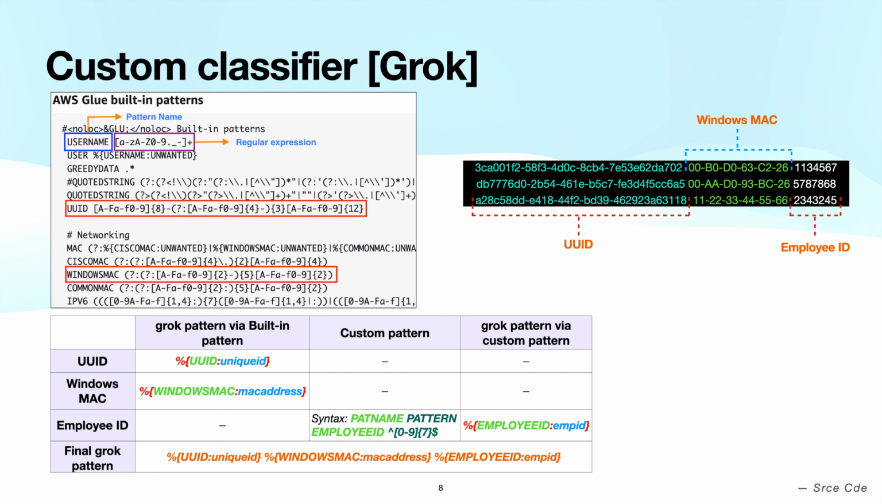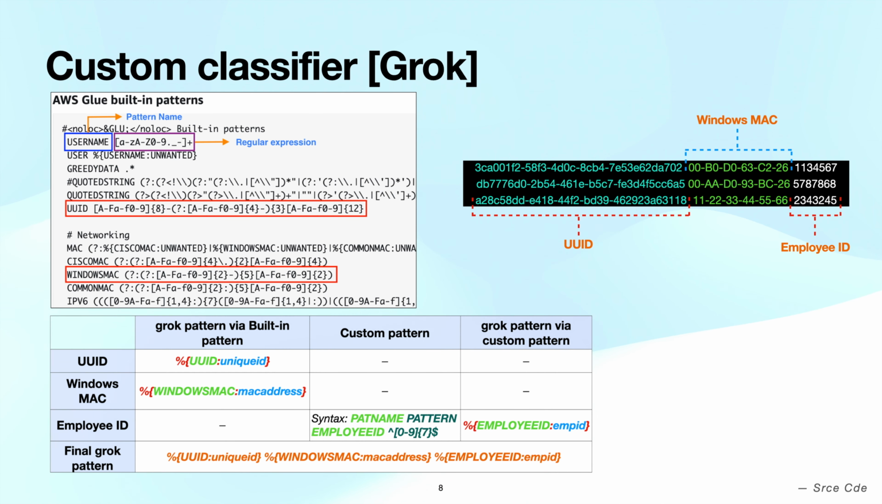Now if you look under Grok pattern via built-in pattern, in the first row, that is for UUID, the pattern will be percentage curly braces followed by the UUID. Here the UUID is the pattern name, and that will be followed by an alias name, which could be anything. It will be similar for the Windows MAC address as well, which is right below the UUID. So again, percentage curly braces Windows MAC, which is nothing but the pattern name coming from the AWS Glue built-in patterns, followed by the alias name.